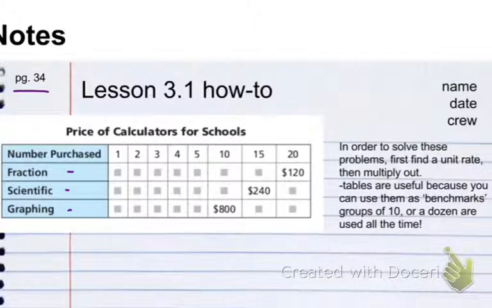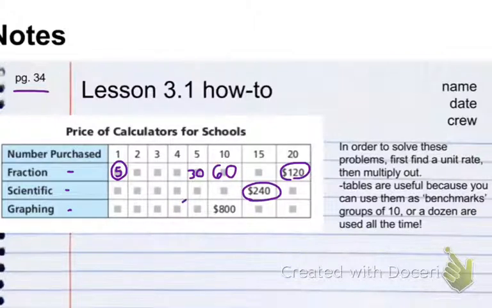For example, if I know that 20 fraction calculators cost $120, I will know that 10 of them will cost 60. I know 5 will cost 30, and if I divide that 30 by 5, I can figure out that each one costs $5. I can't quite do that with the scientific calculators.